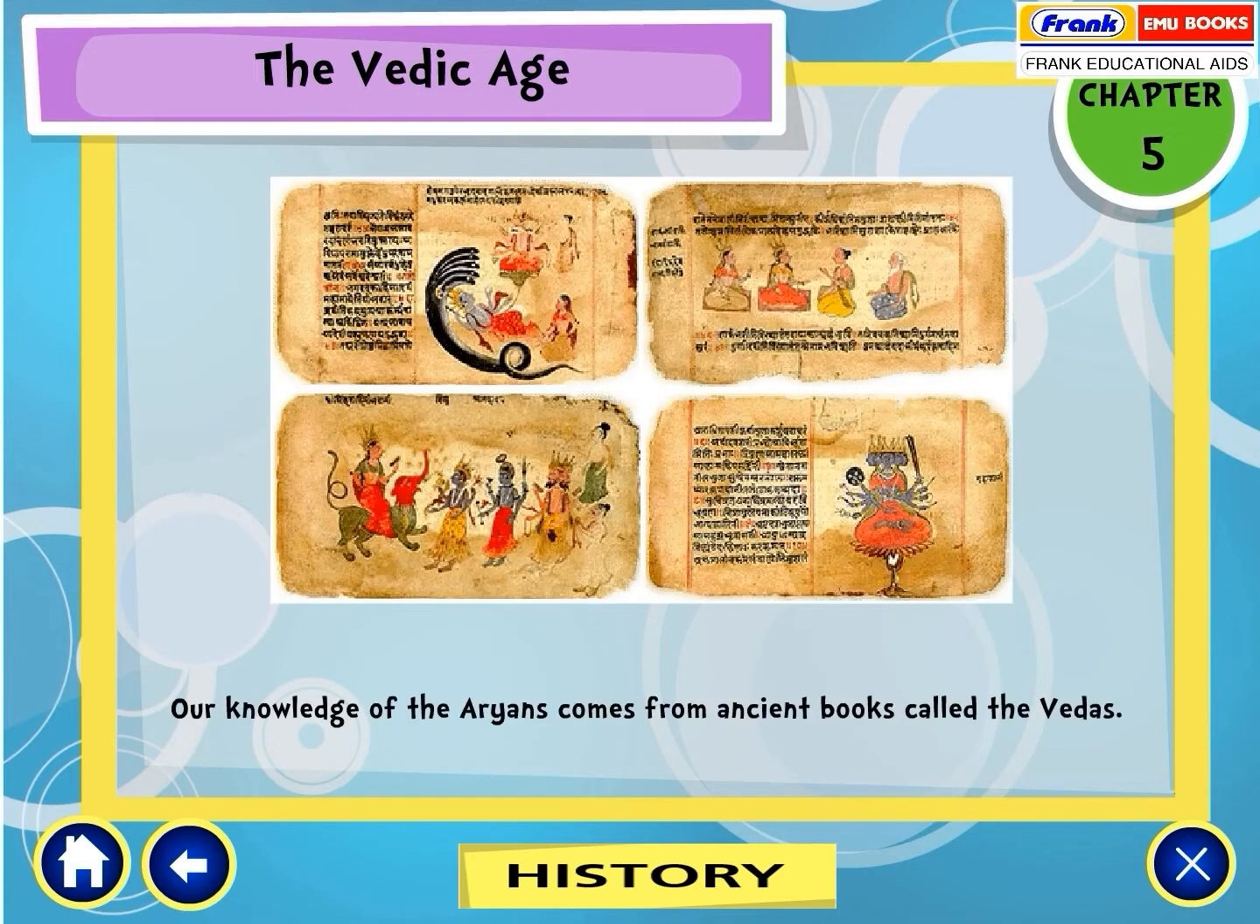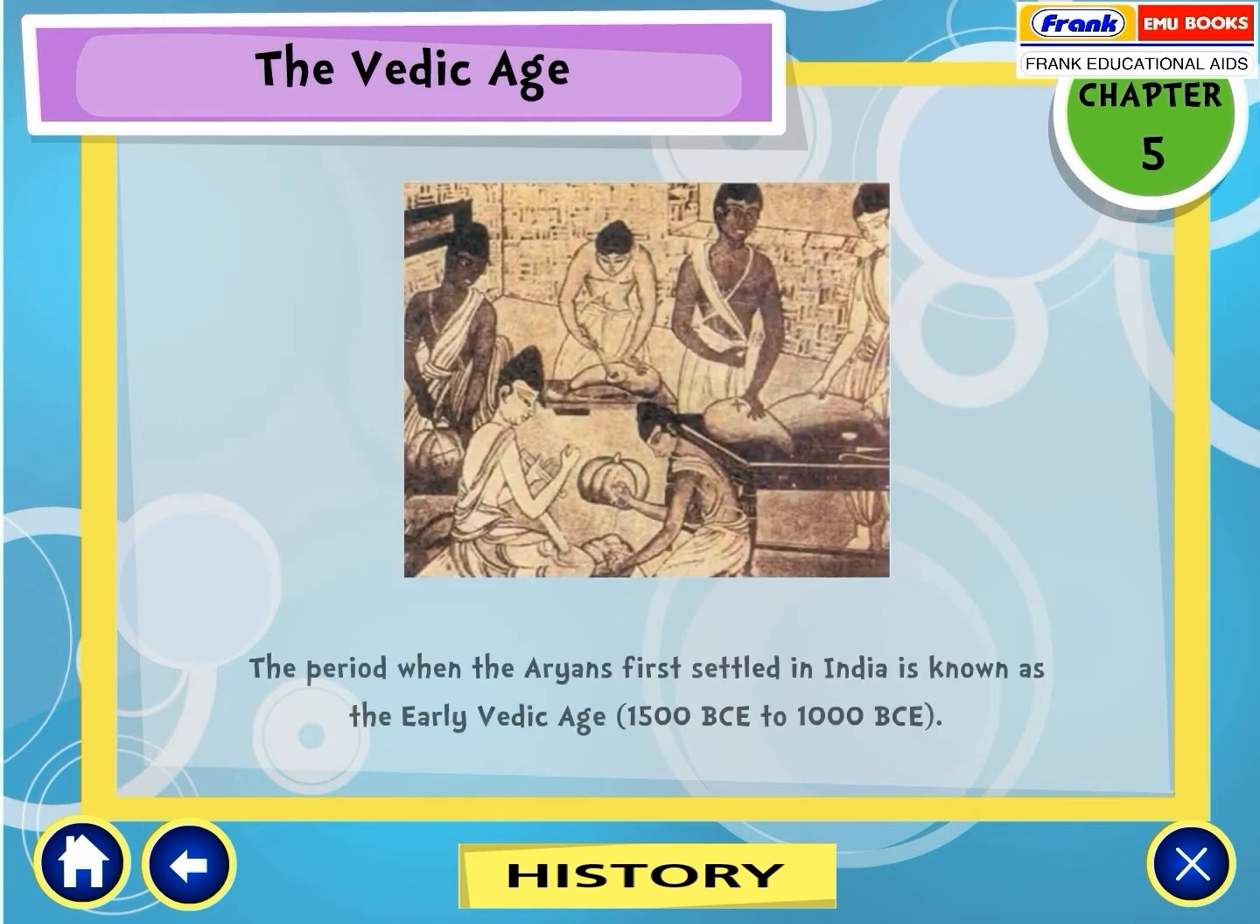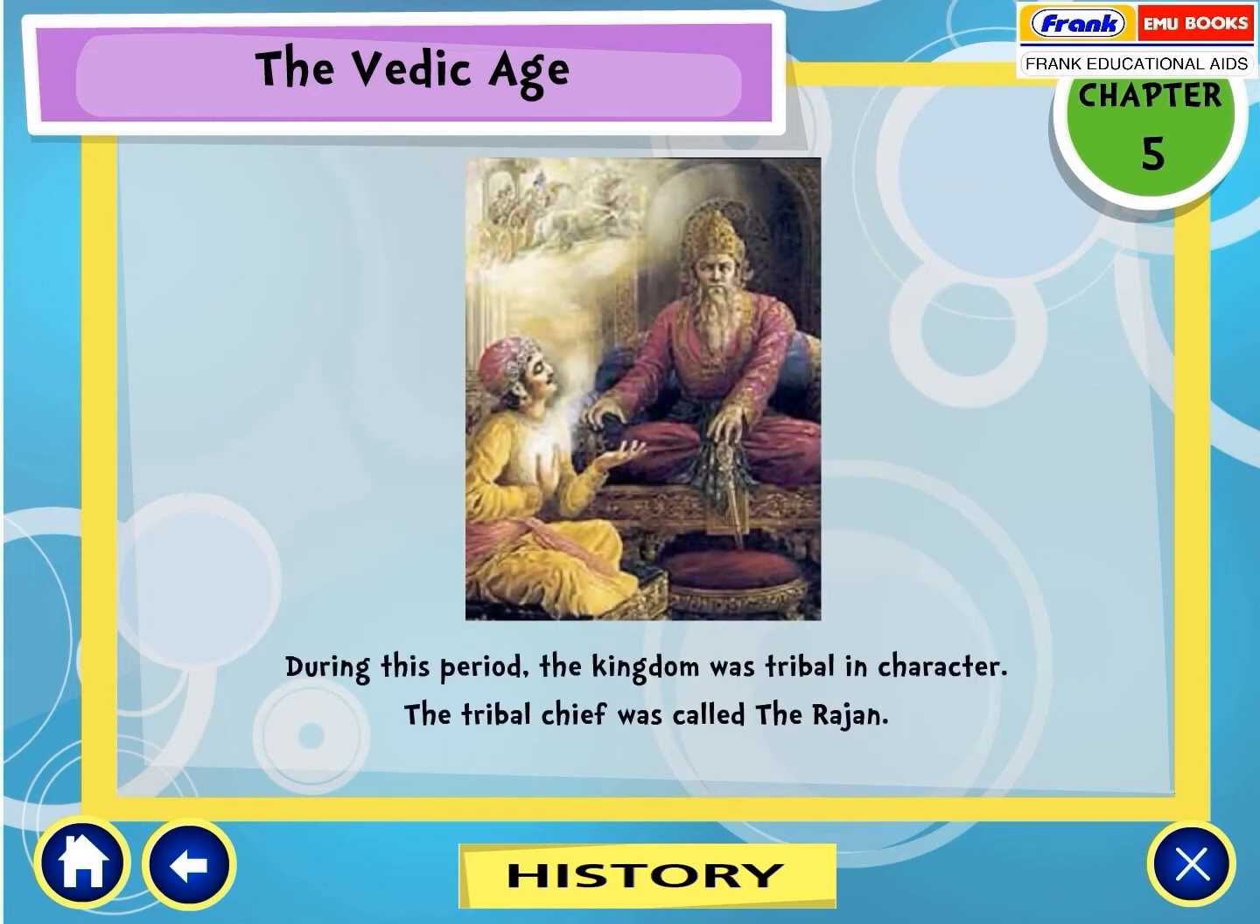Our knowledge of the Aryans comes from ancient books called the Vedas. The period when the Aryans first settled in India is known as the Early Vedic Age, 1500 BCE to 1000 BCE. During this period, the kingdom was tribal in character. The tribal chief was called the Rajan.